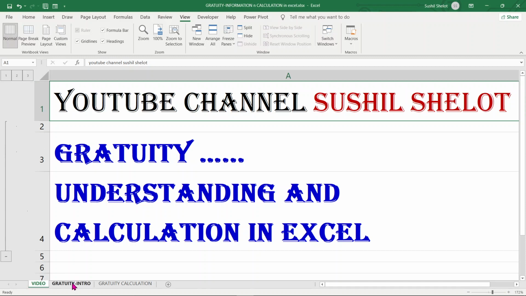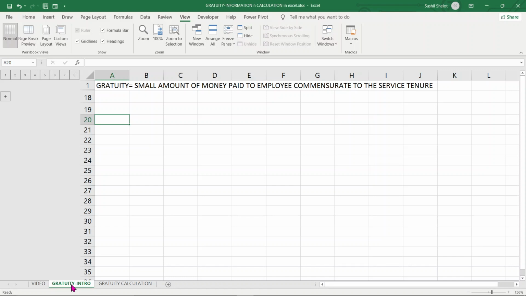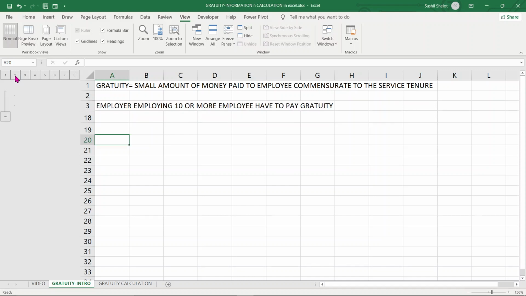So friends, let's get on to the topic and let me explain to you what gratuity is. Gratuity is a very small amount as far as the complete salary is concerned. This is a small amount which is paid by the employer, in line or commensurate with the service tenure, that is the number of years the employee works with the employer. The employer pays more gratuity in proportion to the service. And what is it? An employer having 10 or more employees in his or her organization has to pay gratuity. These are rules and regulations, recently updated, and are applicable in India.